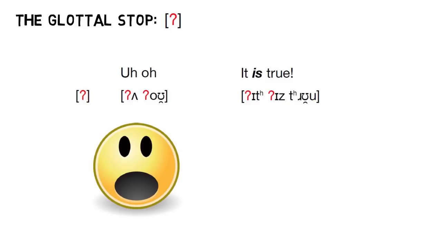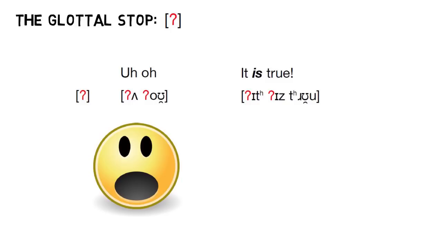We don't go oh, we go uh-oh, with a sudden start to that sound and another glottal stop before that o sound. Uh-oh. For phrases like it is true, really strong glottal stops can make the difference between a very emphasized phrase, it is true, and a more matter-of-fact, unemphasized phrase, it is true.